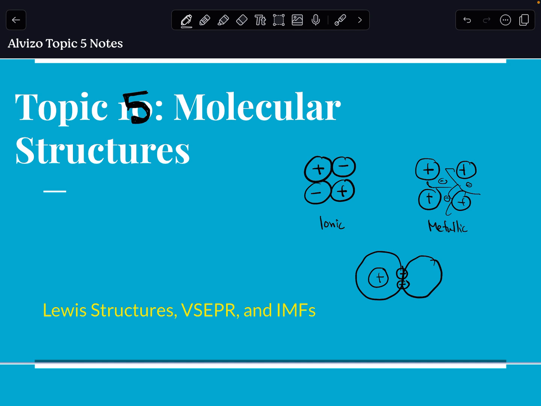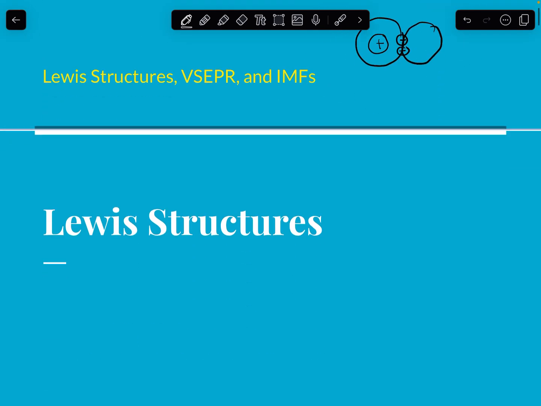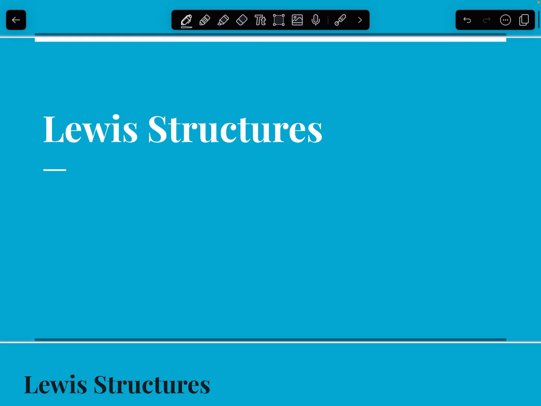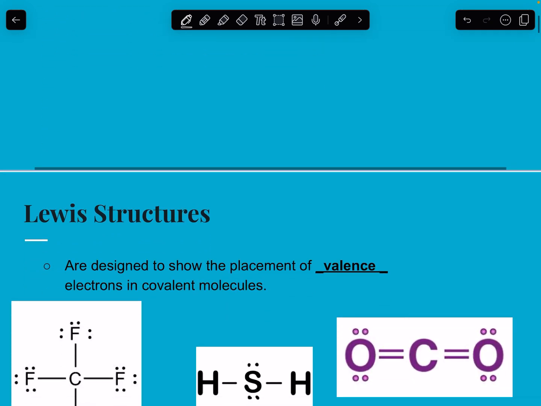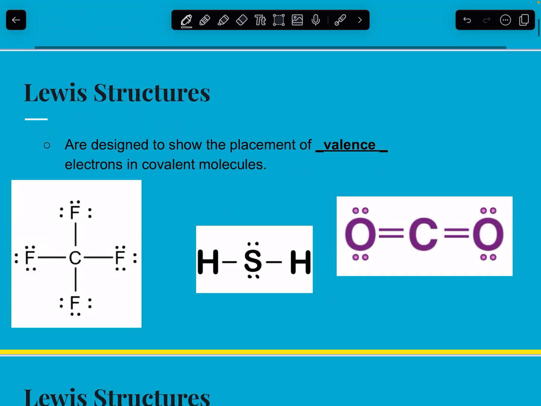But we didn't really dive much deeper into covalence, and that's what topic 5 is all about: we're going to learn how to draw Lewis structures, which are a 2D representation for covalent structures. Just like before, it's all about valence electrons. Valence electrons are what are shared in the bonding process, and the pictures we're drawing are only for covalent substances because we're showing a shared relationship.